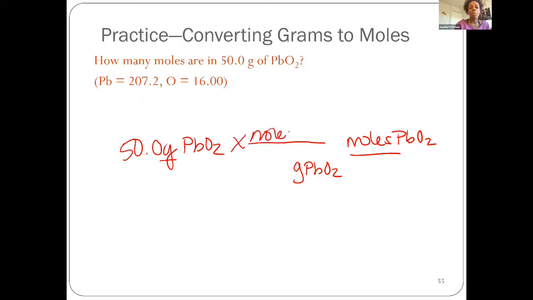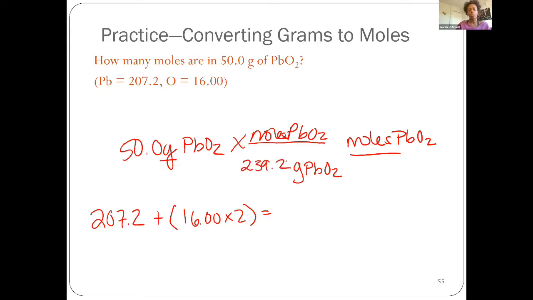Moles of PbO2 goes on the top. And now here's where we have to calculate the molar mass of the total compound. I see I have 207.2 from lead plus oxygen, which is 16, but I have 2 of them. So we have to do that first in order to write our proper molar mass. So 16 times 2 plus 207.2 gives me 239.2 on the bottom to 1 mole on the top.